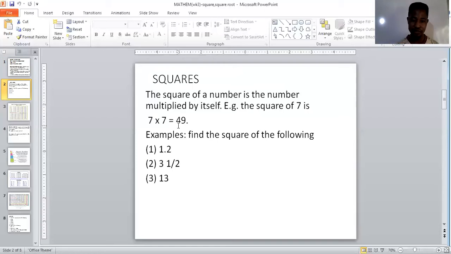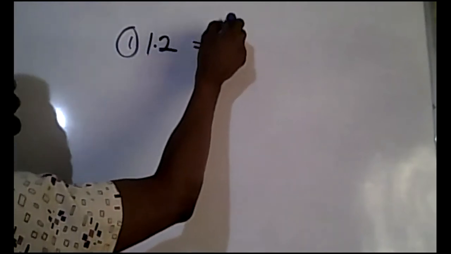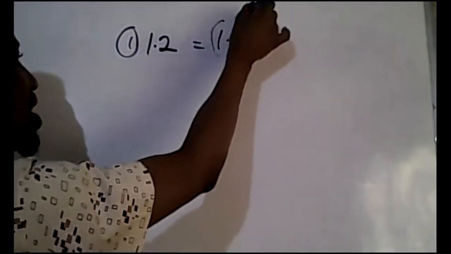So let's go ahead quickly. Let's look at these examples. Example number 1 says, find the square of the following. Before I do that, let me make my board a bit bigger so you can see how that is done. First, let me write that here, and I'll make the board bigger so we can work that together. Look at here. We want to find the square of 1.2. What that means is 1.2 squared. This is how it is written.